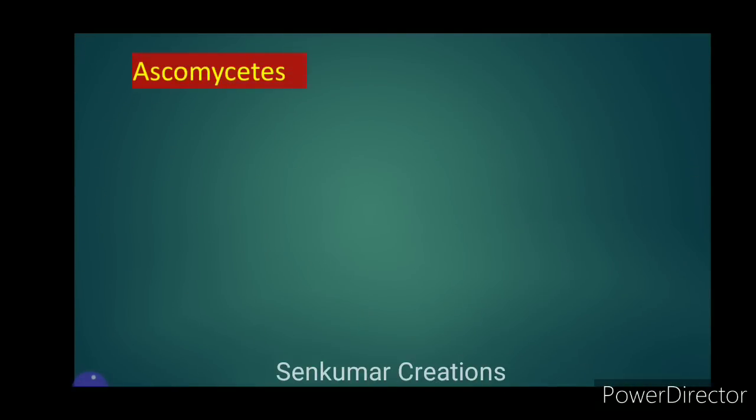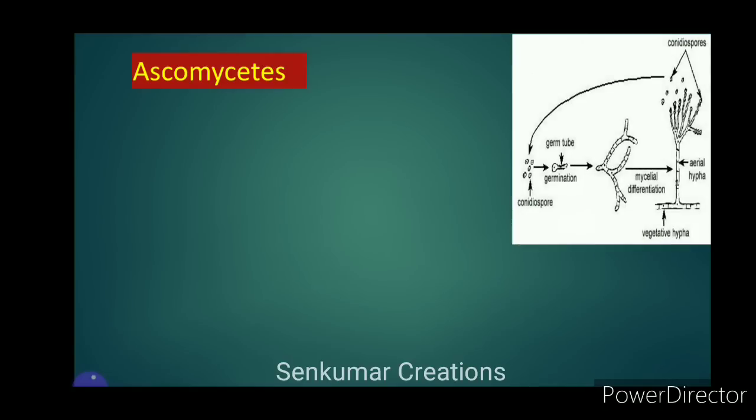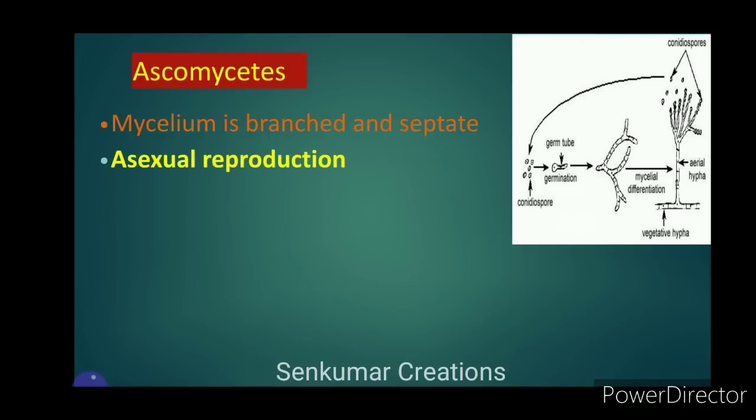So next is the ascomycetes. Okay, the first one, phycomycetes, is aseptate. Septate has three types, I told you: ascomycetes, basidiomycetes, and deuteromycetes. First we have to see about ascomycetes. You can see this picture clearly. The mycelium is branched and septate. Septate means separated. You can see the picture clearly: the hyphae of the mycelium are separated, so we can say this is a septate group.